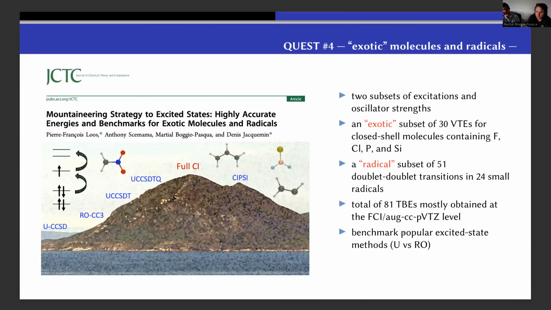I'm not going to spend too much time, I don't want to bother you too much. But after that, we improved it again by including what we call exotic molecules. It's probably not the right term. I'm not talking about pineapple molecules; it's more that we had closed-shell molecules with fluorine, chlorine, phosphorus, silicon, slightly different from carbon, oxygen, nitrogen, and hydrogen. We included some radicals as well, so doublet-doublet transitions that can be very challenging for some of the methods. And we could test the differences between unrestricted and restricted open-shell formalisms.